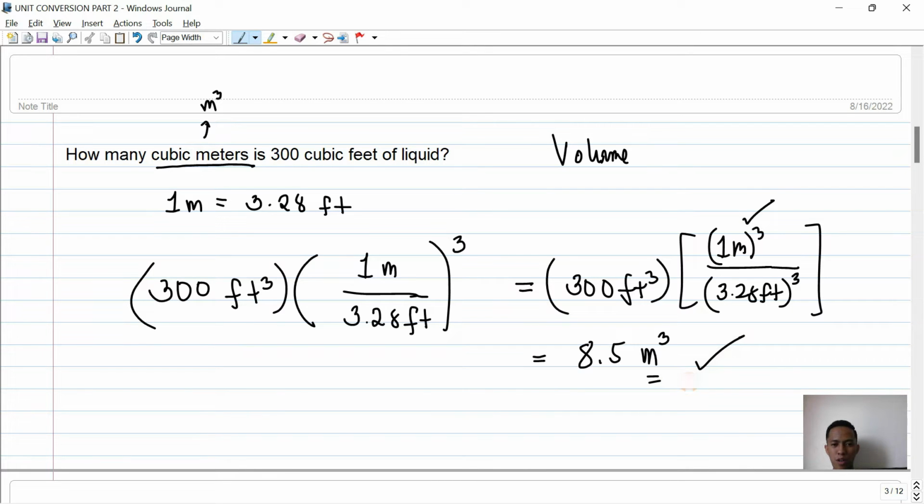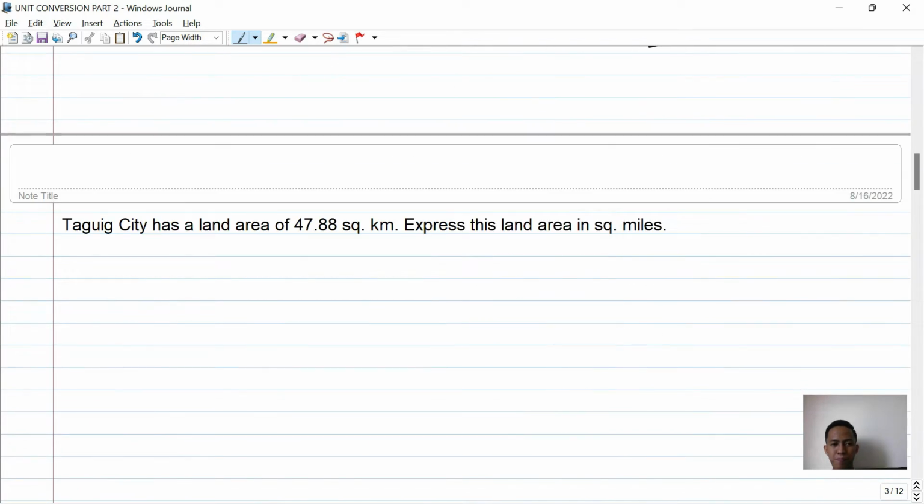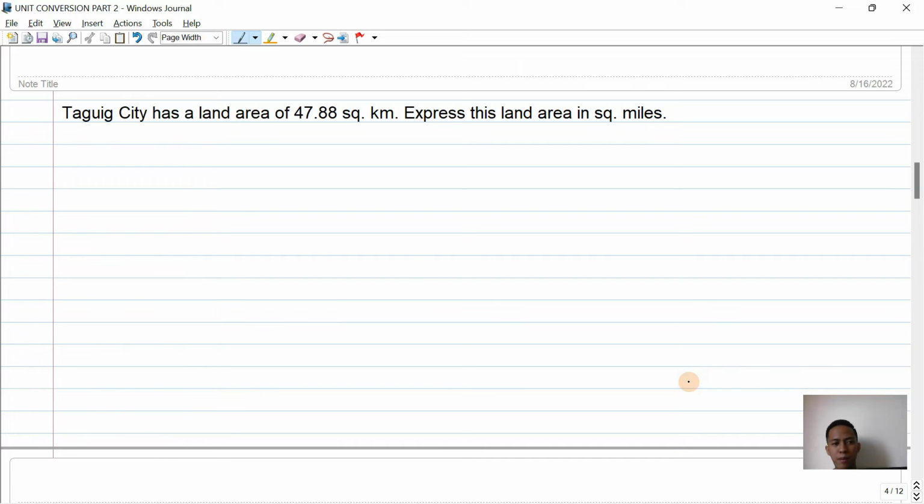So, let's proceed to our next problem. So, we have here guys our next problem. So, Taguig has a land area of 47.88 square kilometers. Express this land area in square miles. Okay, so dito, convert down natin yung unit na square kilometers to square miles.